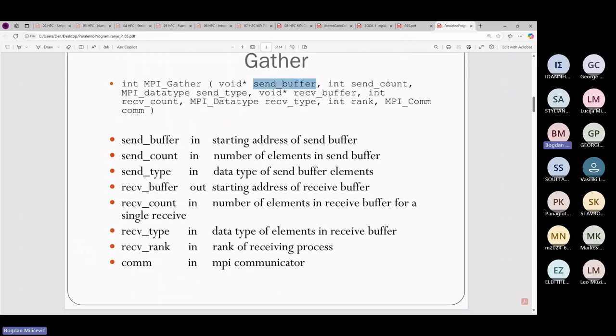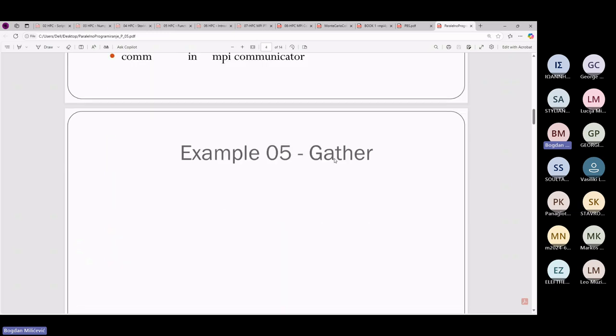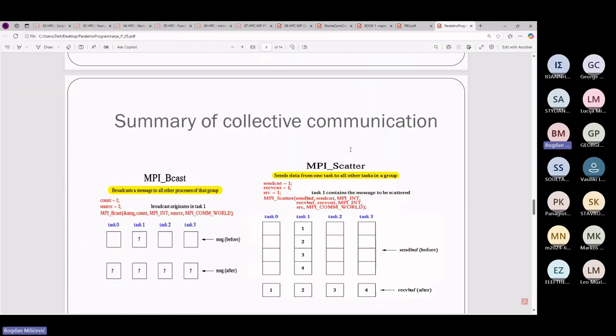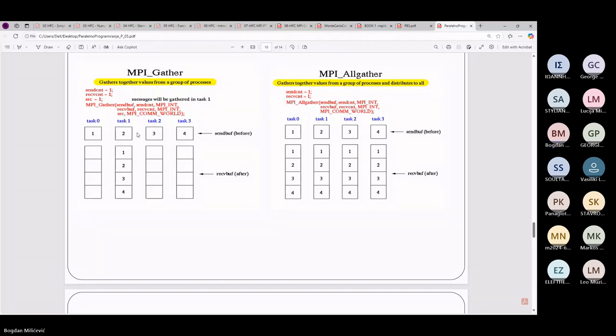We have what we are sending, how many data we are sending, and which data type. It can be MPI int, MPI float, whatever. Then where we are receiving the data, how many data we're receiving, and the type. These two types are most probably the same. Then to which process the result goes, and finally the communicator, which is usually omitted because that's the default communicator. So here, in gather, we have portions of a vector. Once again, this can be multiple values, and we gather them at a single process to have a full vector.